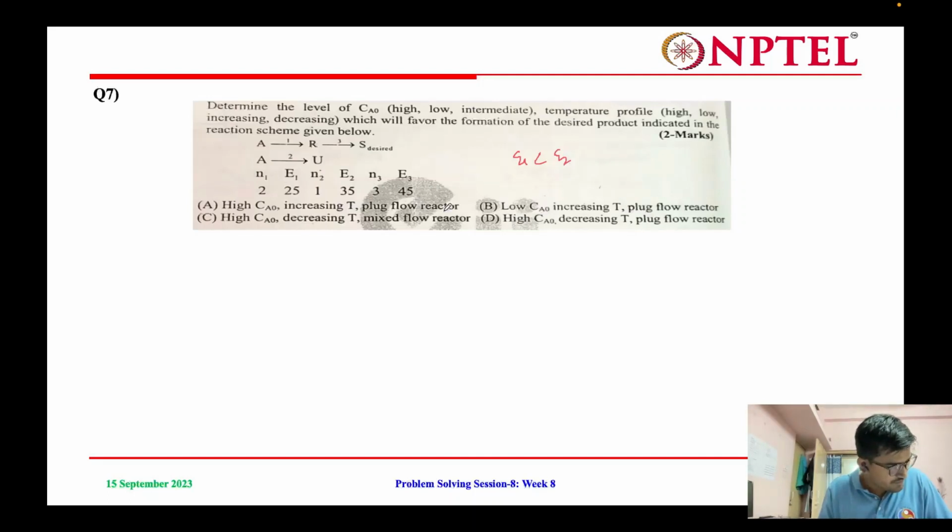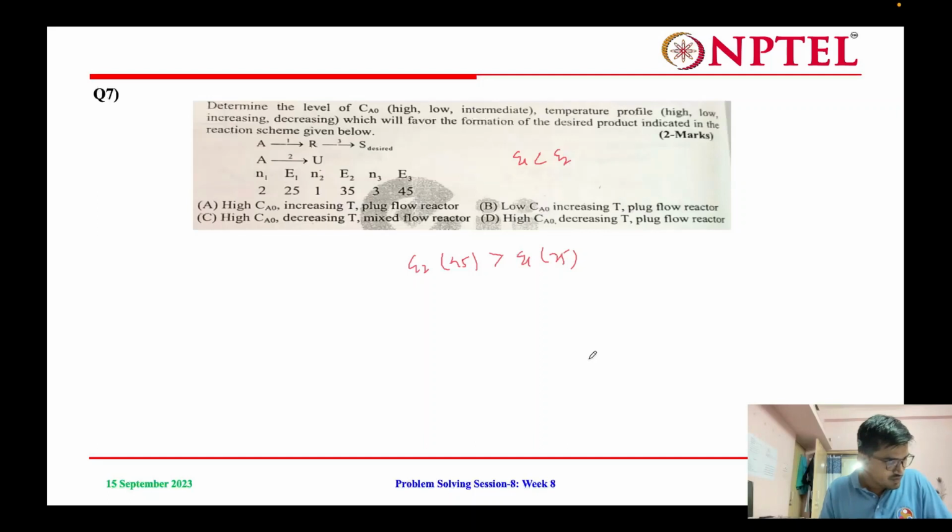We continue until the substantial amount of R is produced. After this point, we need to increase the temperature, since R gives S, and E3 is 45, greater than E1, which is 25. So we must have an increasing temperature profile.